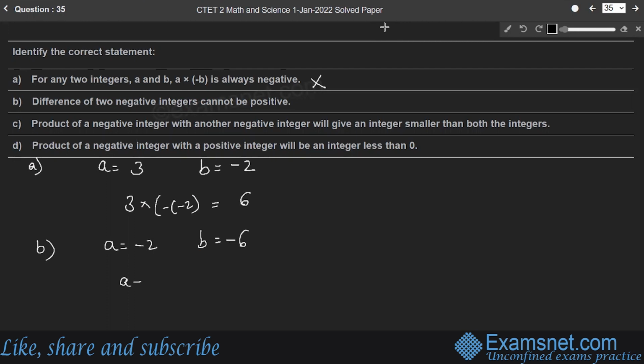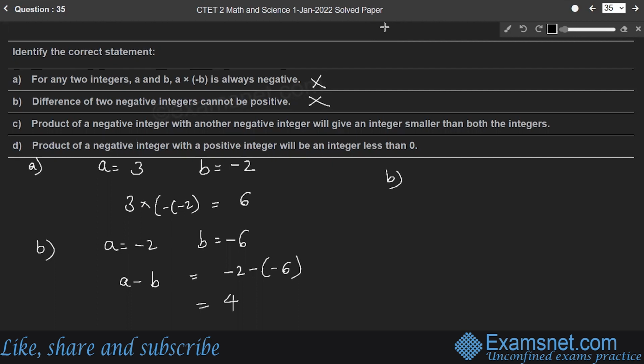So a minus b is equal to minus 2 minus of minus 6, which is plus 4. It cannot be positive, as the statement is wrong. Product of a negative integer with another negative integer will be an integer smaller than both the integers.